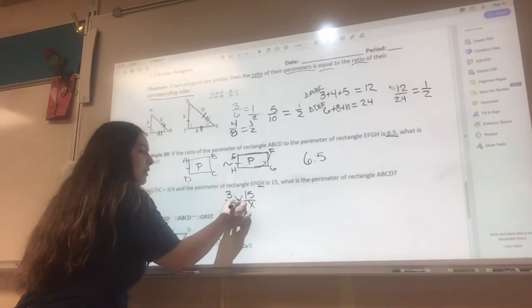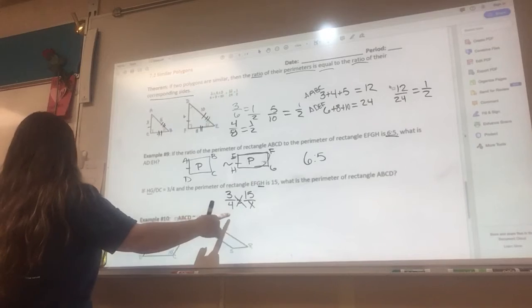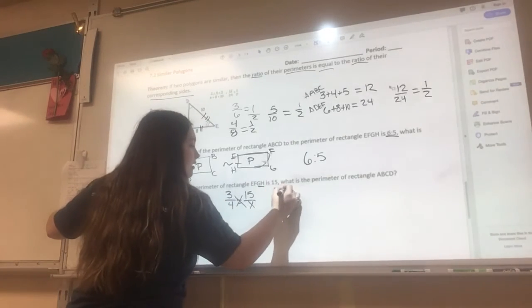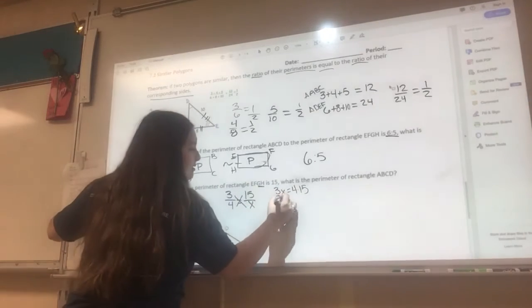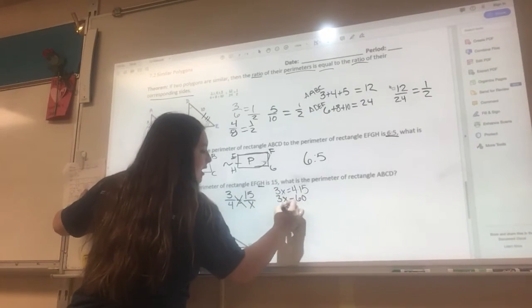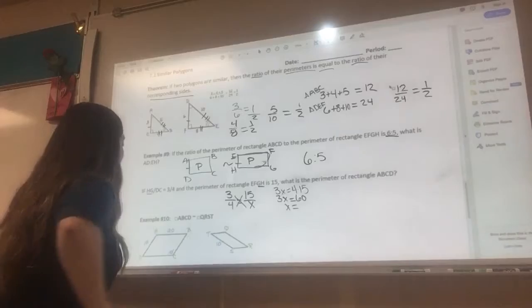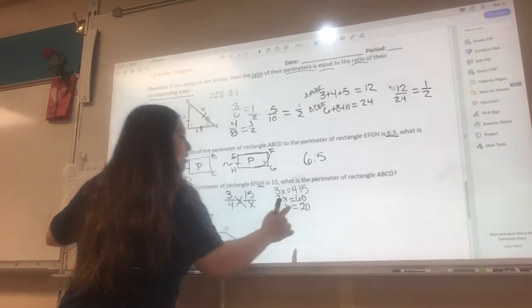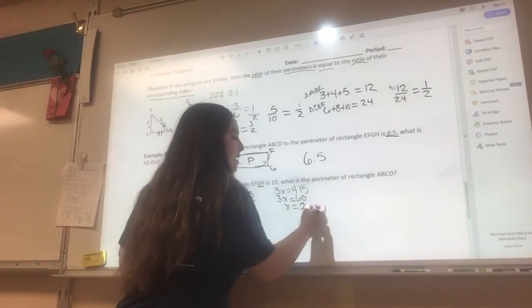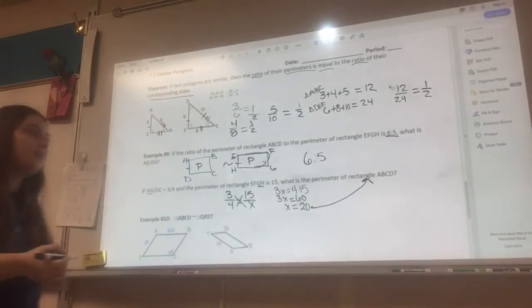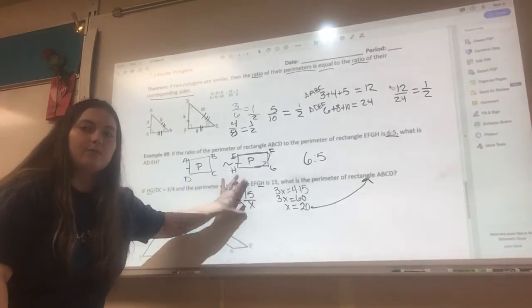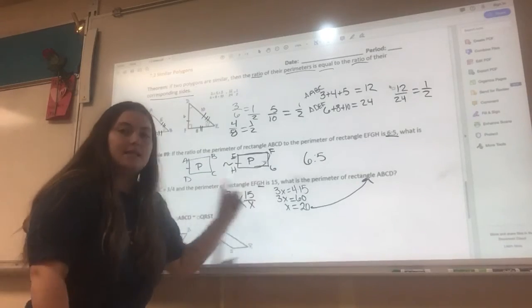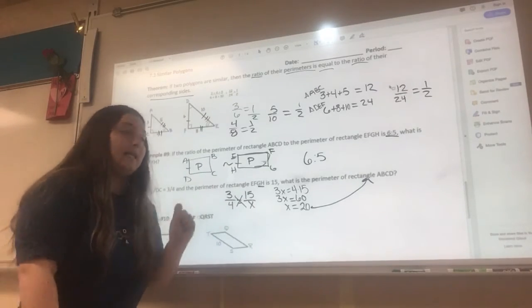So once again, we are cross multiplying. We get 4 times 15 equal to 3x. So 3x equals 60. And when you divide by 3, you're going to get 20. So the perimeter for ABCD is 20. All because this ratio has to match the perimeters ratio. So we can determine missing perimeters and or side lengths.